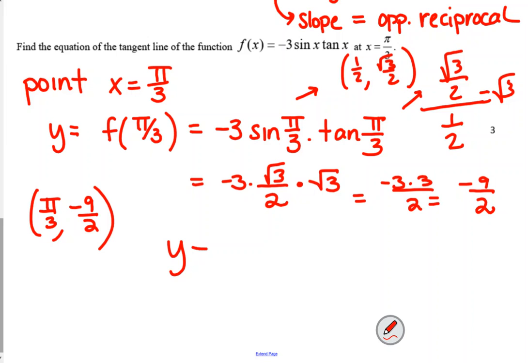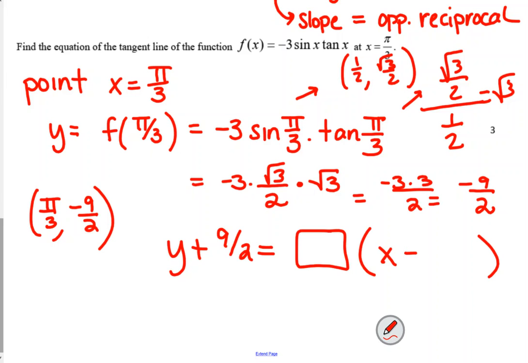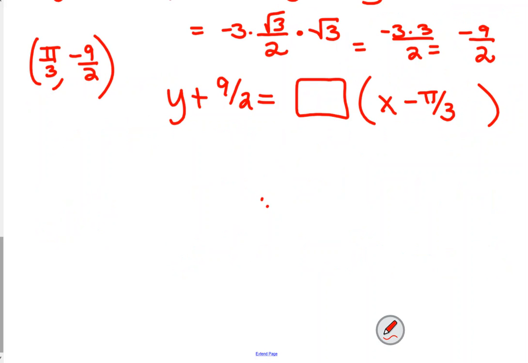So right now, I know part of my line: y plus 9/2 equals something times x minus pi over 3. Unfortunately, that's not a calculus question yet. There's been no calculus that has happened yet. All we have done is plug the pi over 3 into that function and evaluate it, and then start to build the point slope form.